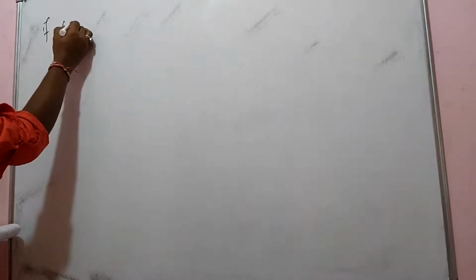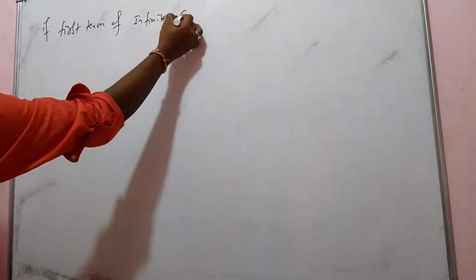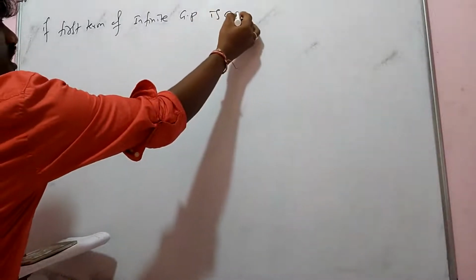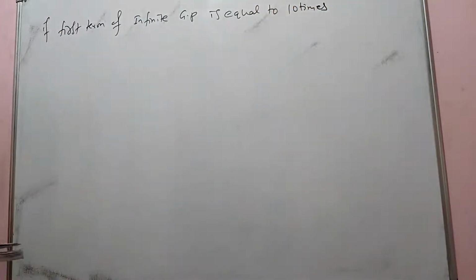If the first term of an infinite GP is equal to 10 times all its preceding terms. Write down, everyone. Please note down.